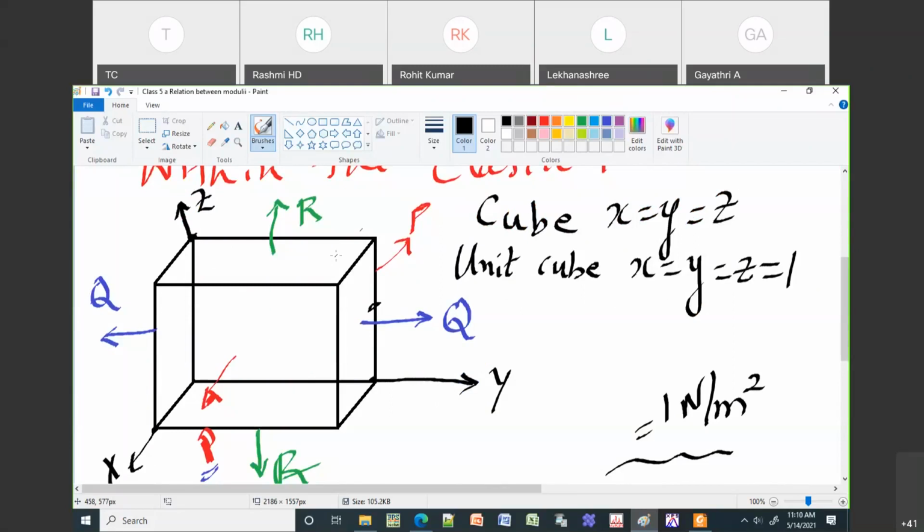if I want to say your bulk modulus, or if I am applying only P, that means I'm pulling this out in the X direction. So in that case, what will happen to the X, Y, and Z? You should tell me. So let us assume Q and R are absent. You have only P. So in that case, what will happen to your sides X, Y, and Z?